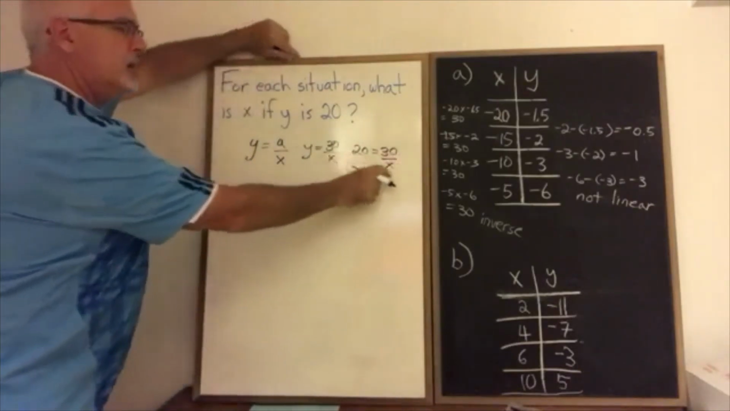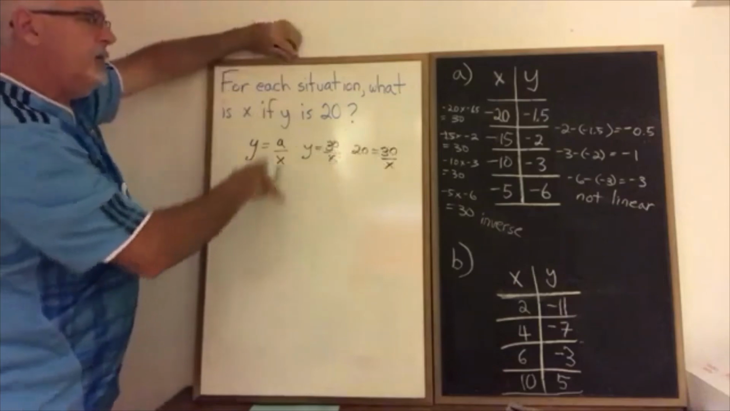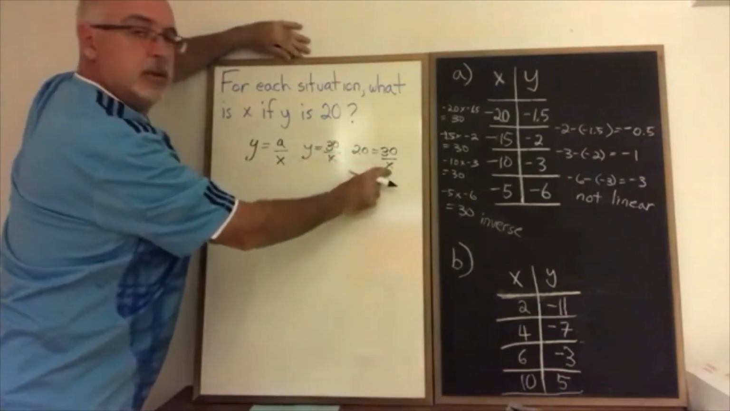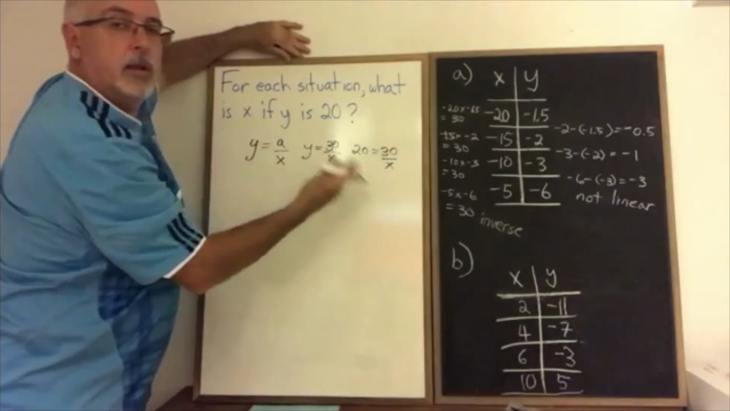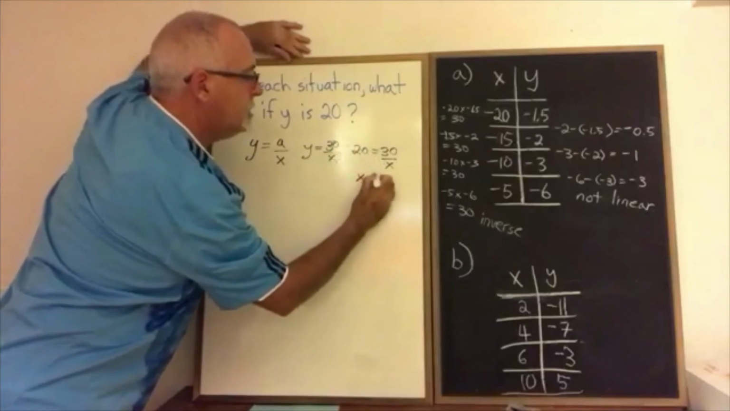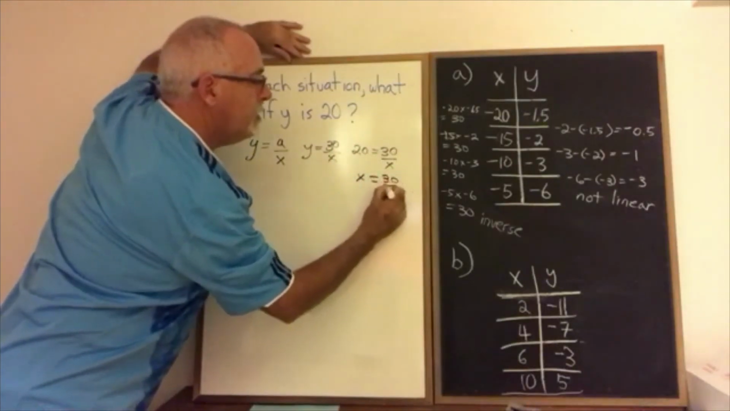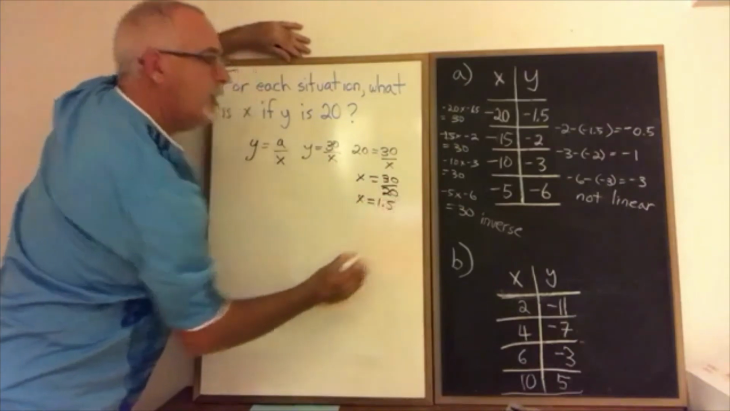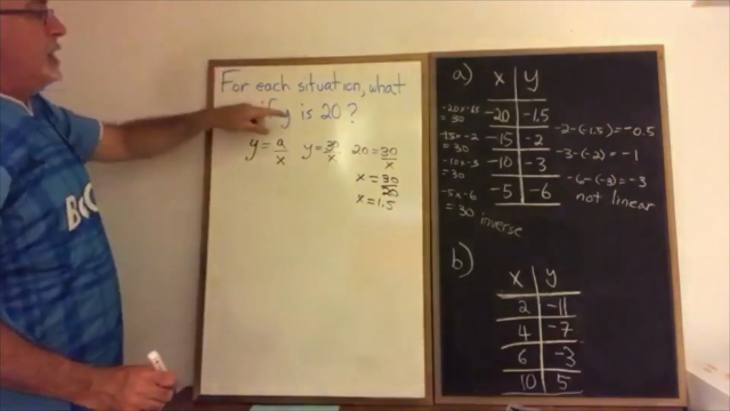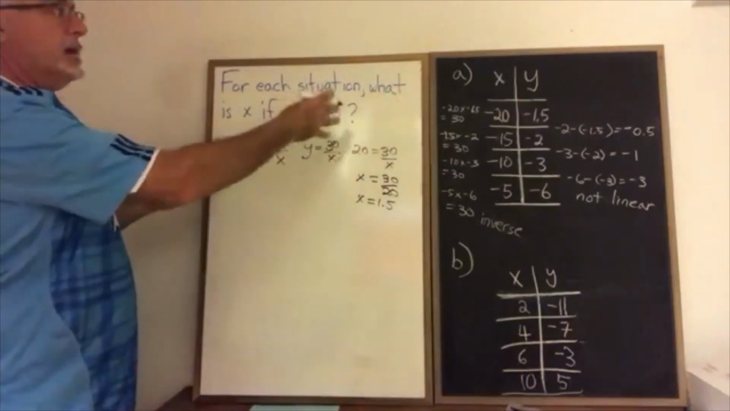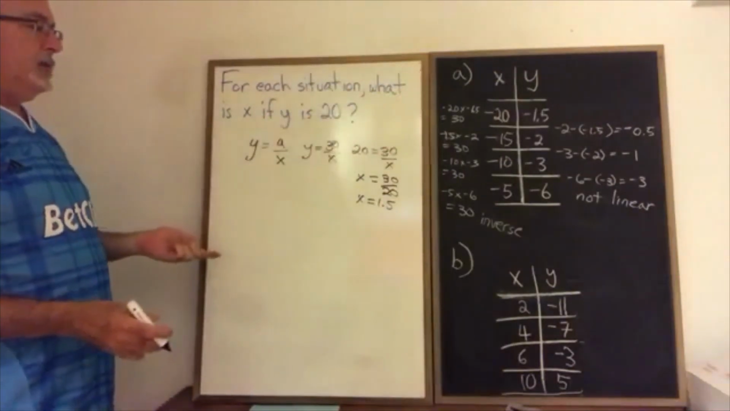Then we get to this weird situation in algebra that you often haven't encountered very much before you get to this type of function, where the variable is in the denominator. But we can do what I call the trade. We can trade places with the 20 and the x. So x is equal to 30 divided by 20, which is 1.5, and I have my final answer. There is no unit of measure to apply because the situation didn't explain what x and y represent. We don't have a unit of measure.